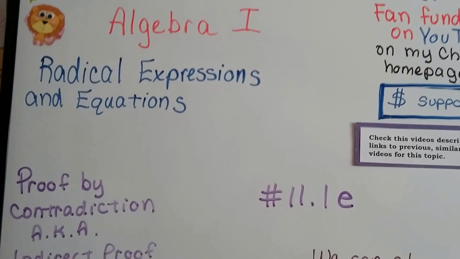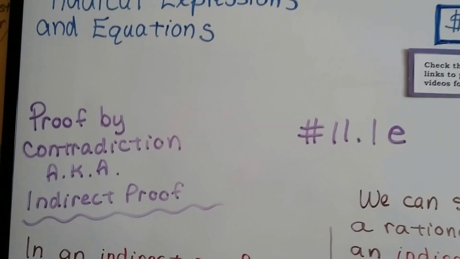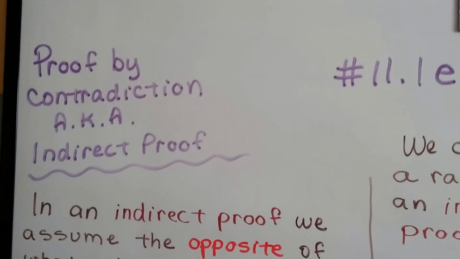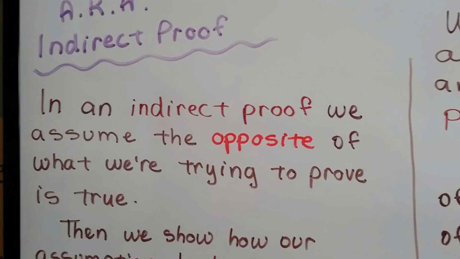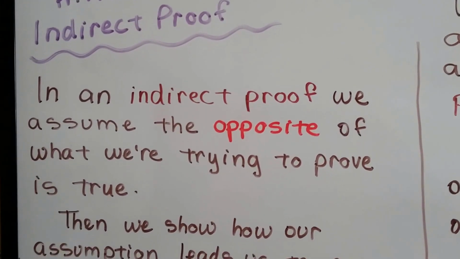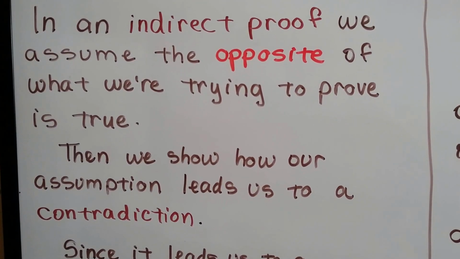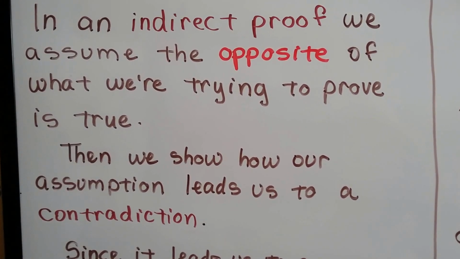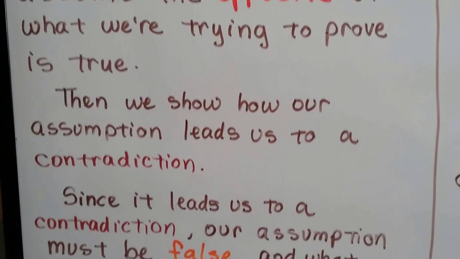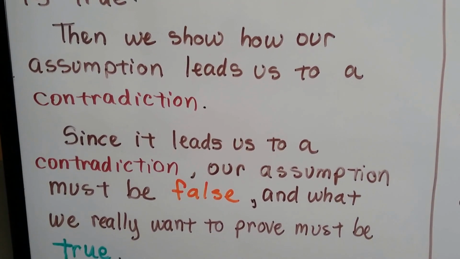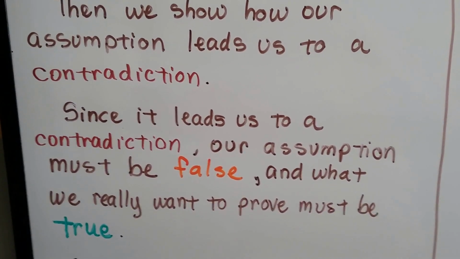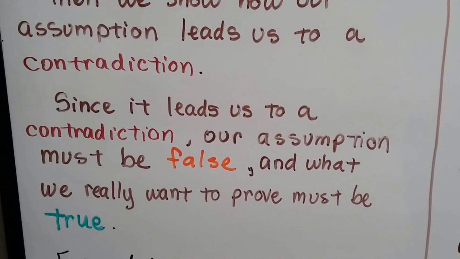Algebra I 11.1e, proof by contradiction, also known as indirect proof. In an indirect proof, we assume the opposite of what we're trying to prove is true. Then we show how our assumption leads us to a contradiction. Since it leads to a contradiction, our assumption must be false, and what we really want to prove must be true. Does that sound confusing?